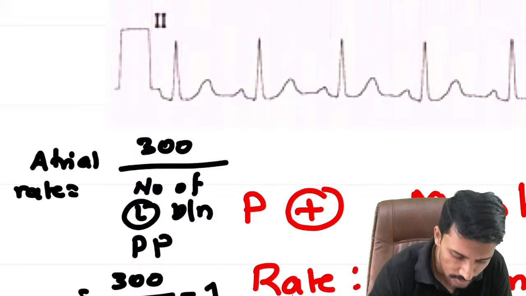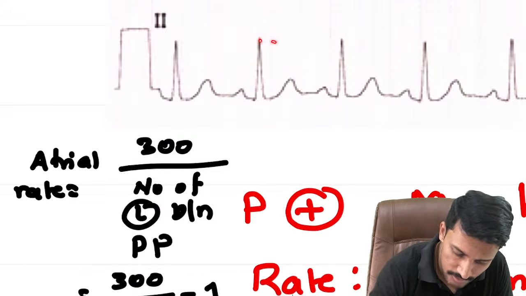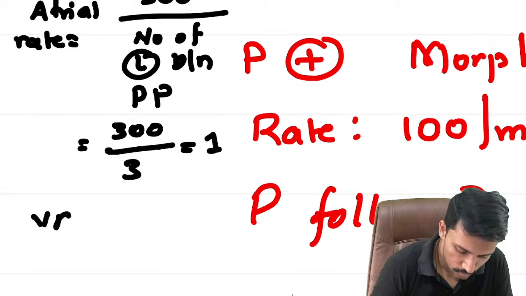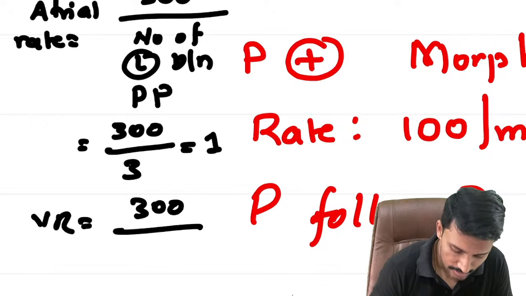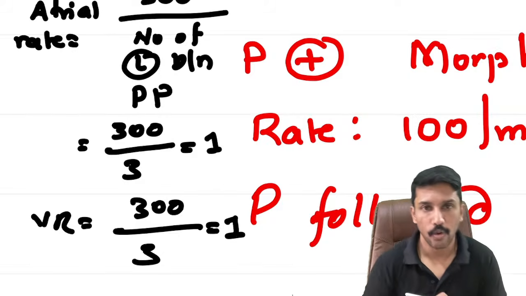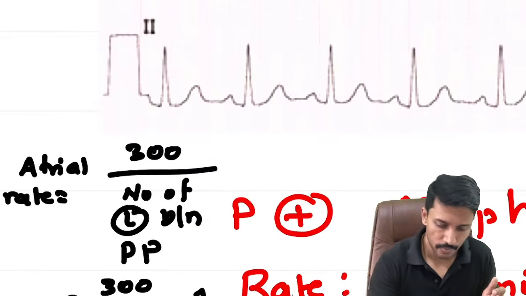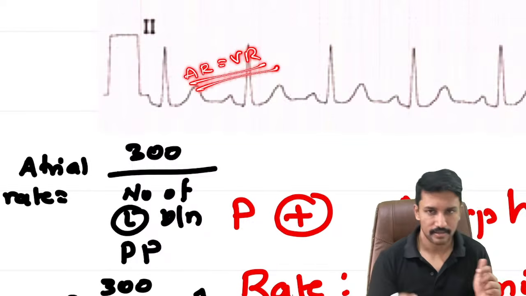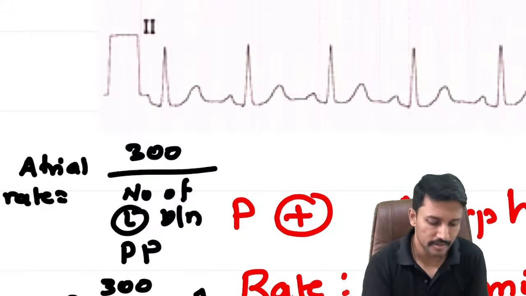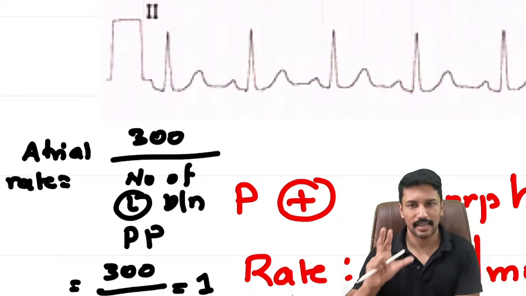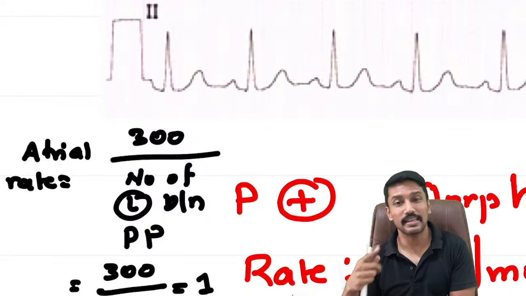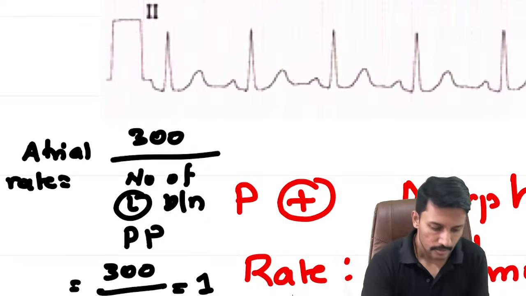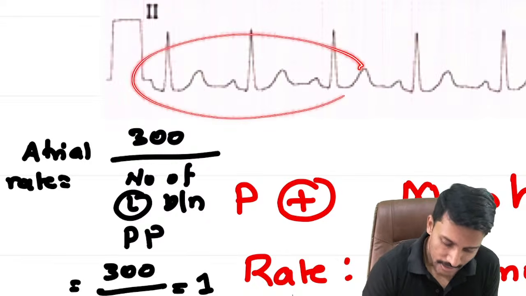And what is the ventricular rate? Ventricular rate also is roughly 3 large boxes. So ventricular rate is equal to 300 divided by 3, that is also 100. So that means in this ECG, atrial rate is equal to ventricular rate. So what are the possibilities if atrial rate and ventricular rate are the same? Sinus tachycardia or focal atrial tachycardia. Now I will go with the diagnosis of sinus tachycardia here.